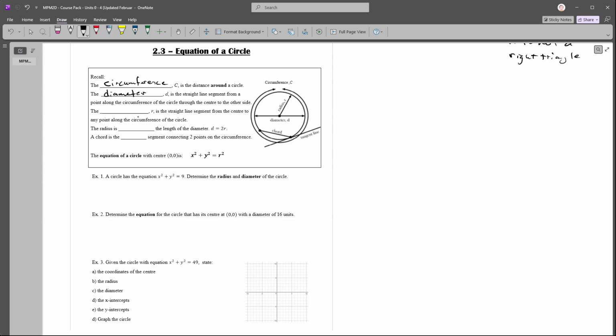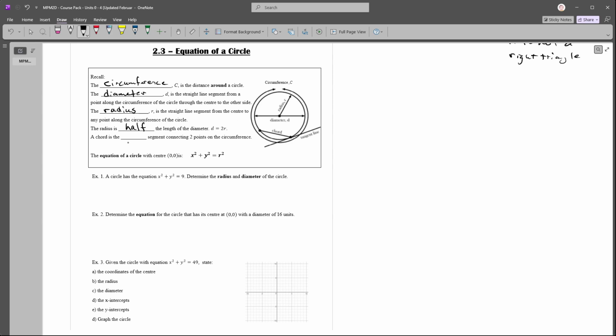Alrighty. But there's more. If you find half of that distance, the distance from the center to the circumference, this is called the radius. So the radius R is the straight line segment from the center to any point on the circumference of the circle. Doesn't matter what point, because it's all going to be the same distance. The radius itself is half the length of the diameter. So you can find the diameter by calculating 2 times r. You could also go the other way. The radius is half of the diameter.